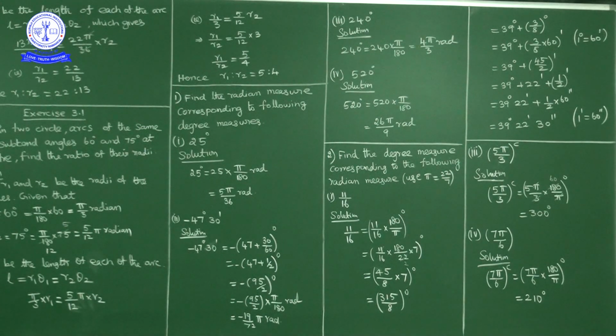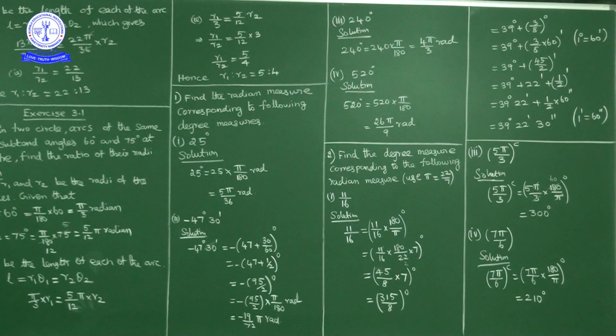5 pi by 3 radians, we will convert in terms of degrees. 5 pi by 3 radians is equal to 5 pi by 3 into 180 by pi degrees. Radians to degrees: simply multiply the radian measure with 180 by pi degrees. Pi cancels. 3 ones are 3, 3 60s are 180, so 60 into 5 is 300 degrees.